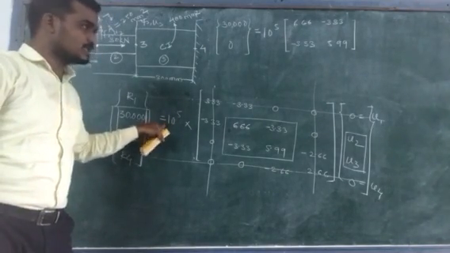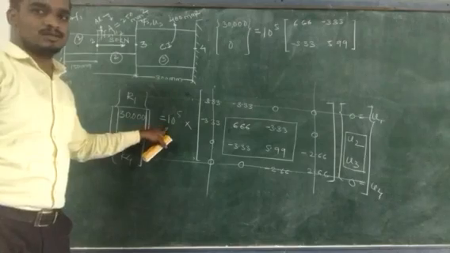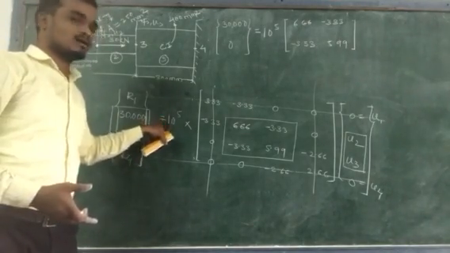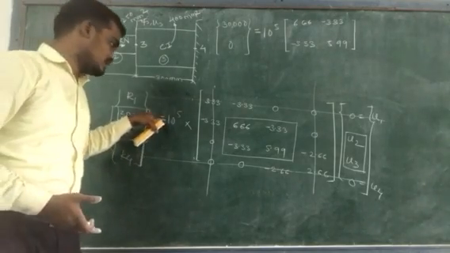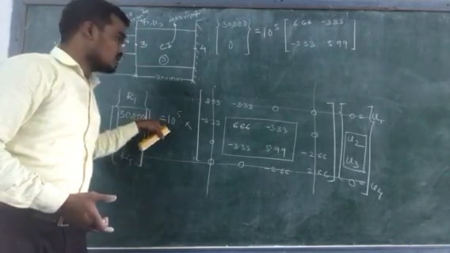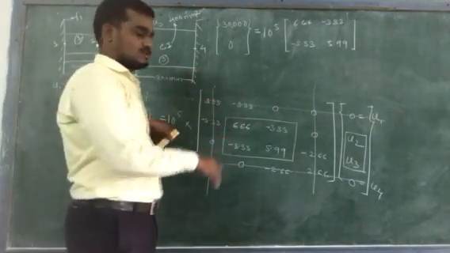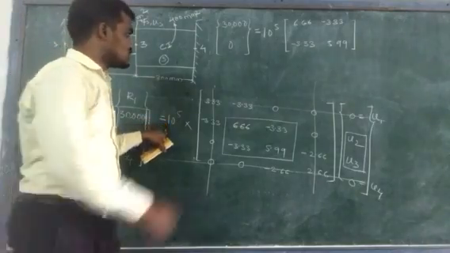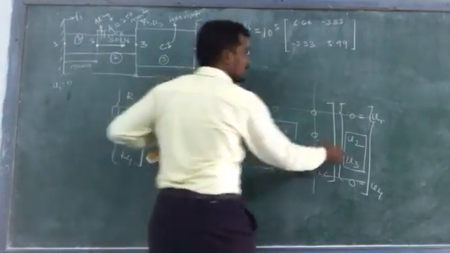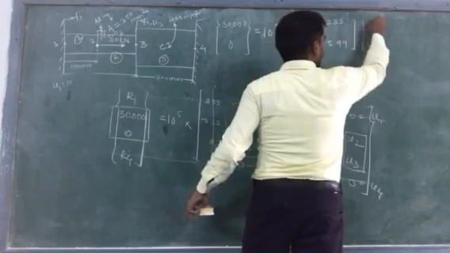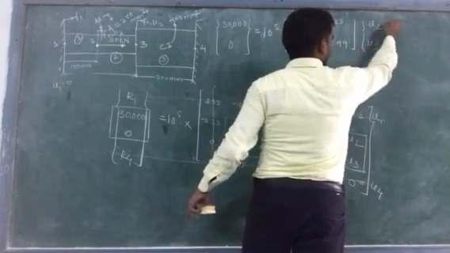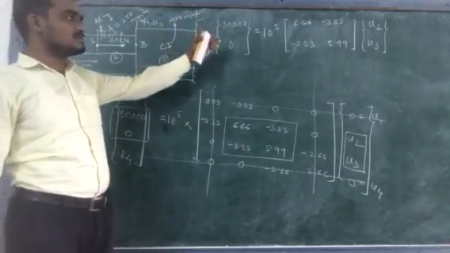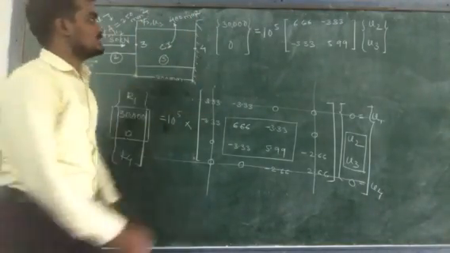Don't forget to take this value into account, because in your exams if you just forward these values without it, you will get wrong answers. So 10 raised to power 5 we need to take into account while solving these examples. So 10 raised to power 5 into this matrix into U. This is nothing but your two equations.